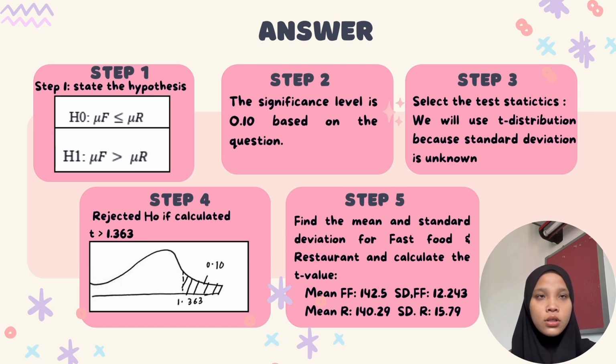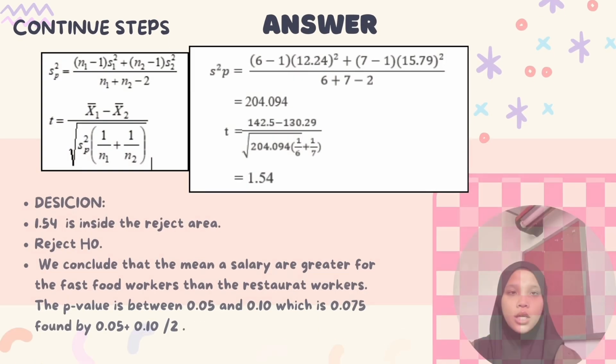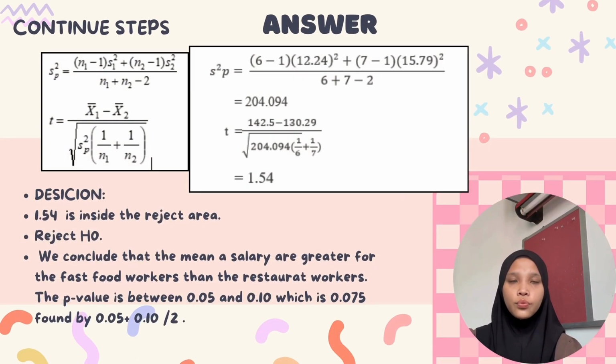So for step 5, find the mean and standard deviation for fast food and restaurant and calculate the t-value. So we have a mean for fast food of 142.5 and a standard deviation for fast food of 12.243, and the mean for restaurant is 140.29 and the standard deviation for restaurant is 15.79. The next step is to compute the pooled standard deviation, which is 6 minus 1 times 12.24 squared plus 7 minus 1 times 15.79 squared, divided by 6 plus 7 minus 2.